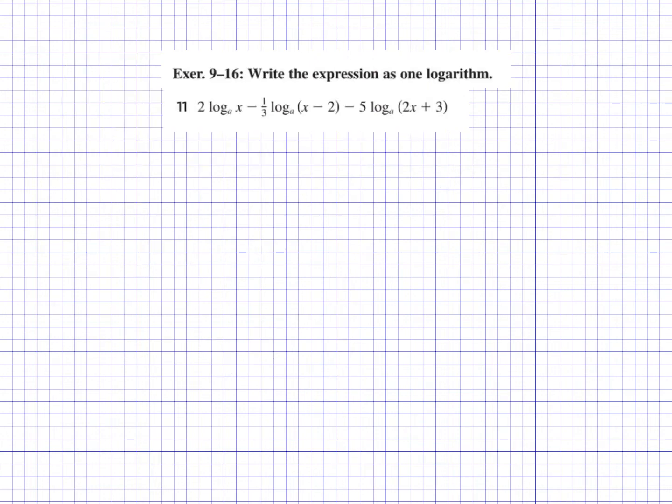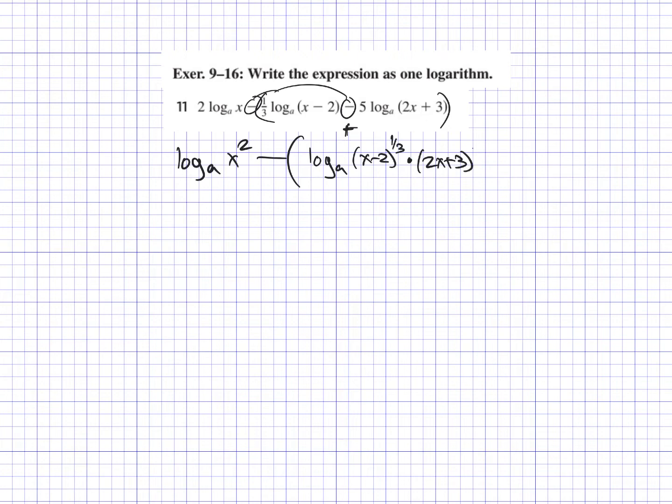Moving on. Okay, so we have log base a of x squared, and notice we have two minus signs here. If we factor out the minus sign, then that would be a plus sign in there if you factor the minus sign out, and the plus means multiplication. So inside here we have log base a of x minus 2 to the 1/3 times 2x plus 3 to the 5th power. All right, so that means your top is going to be x squared, and the bottom is going to be x minus 2. We'll do cubed root times 2x plus 3 to the 5th power. And that should be your answer.